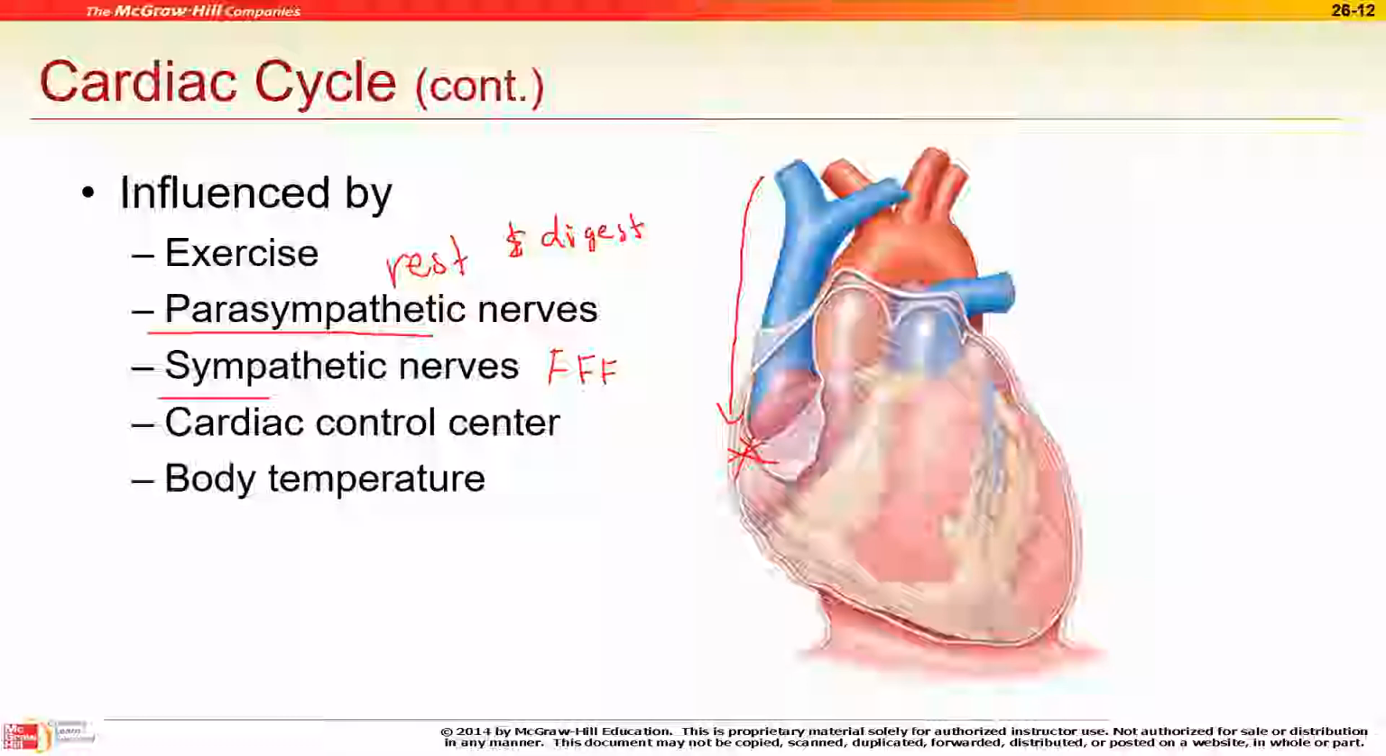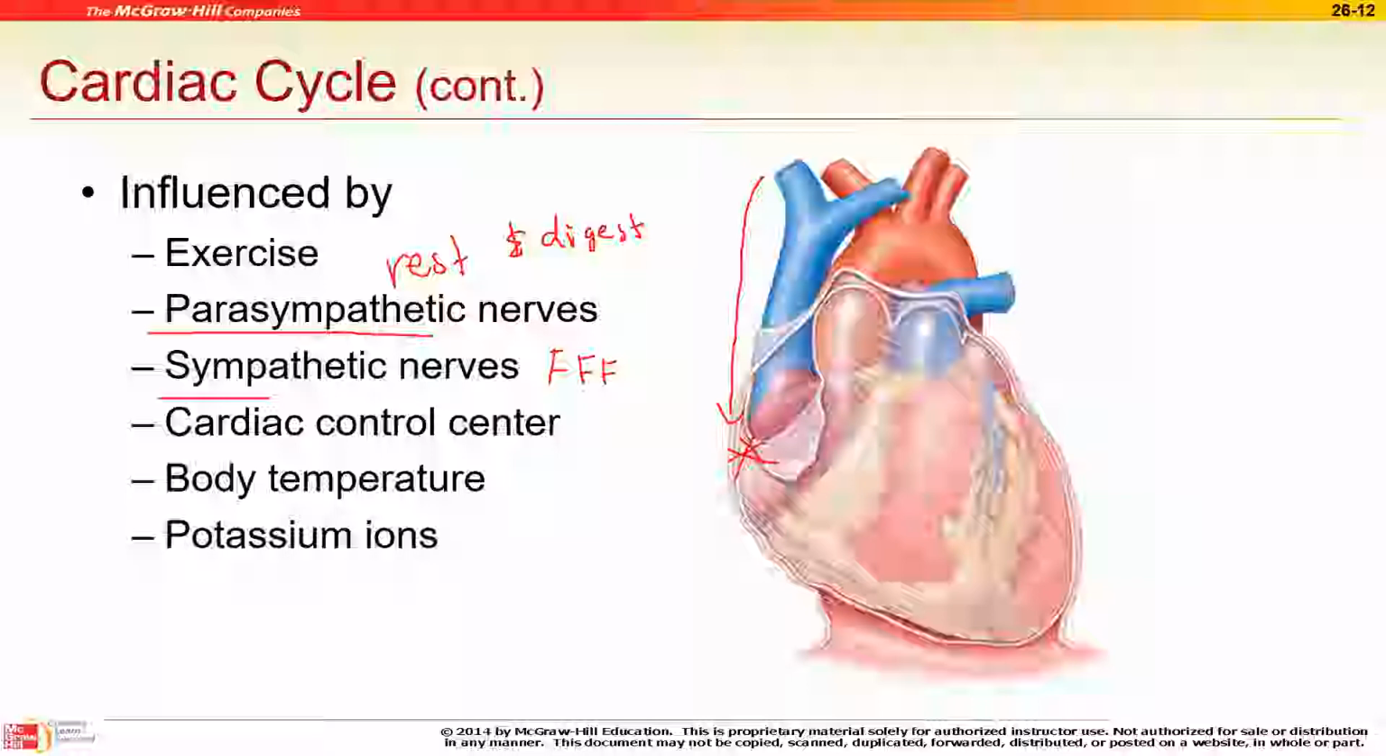Body temperature. What happens when it's hot? Does your heart rate go up or down? It increases. Yeah, it usually goes up because your body's trying to pump that heat away. And when you're cold, it usually slows down.